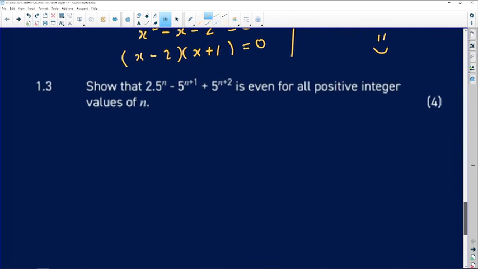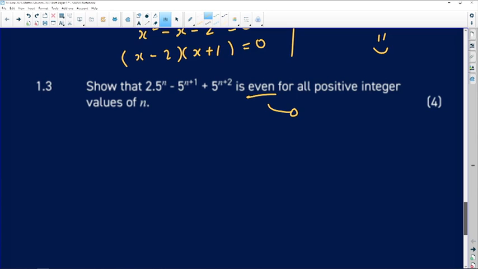Now, in question 1.3, they're asking us to show that 2 multiplied by 5 to the power of n minus 5 to the power of n plus 1 plus 5 to the power of n plus 2 is even for all positive integers of n. Now, we have to talk about what makes something even. What makes something even is if it is multiplied by the number 2 or a multiple of the number 2.